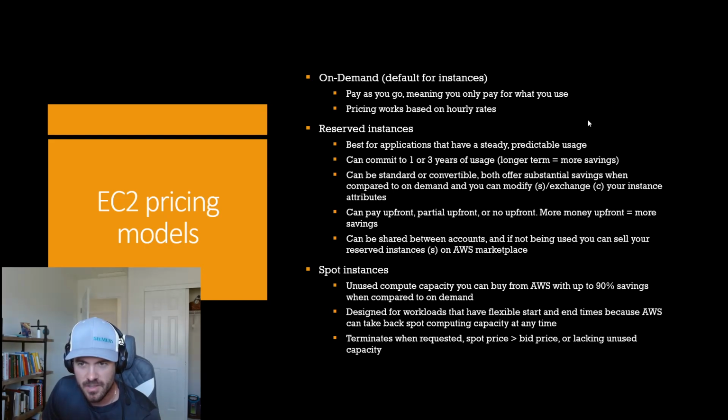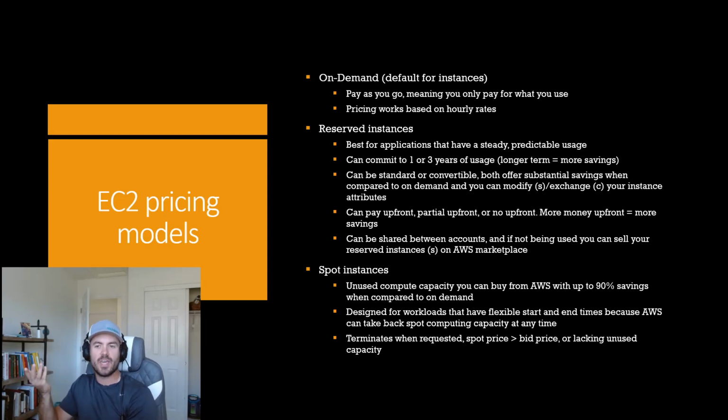Reserved instances. This is going to be best for applications that have a steady, predictable usage. So again, maybe a business that's running a critical workload and it makes you money, so you're not going to stop running your applications. So when you use reserved instances, you can commit to 1 or 3 years of usage with a longer term, giving you more savings. So if you commit to 3 years instead of 1, you'll get more savings.